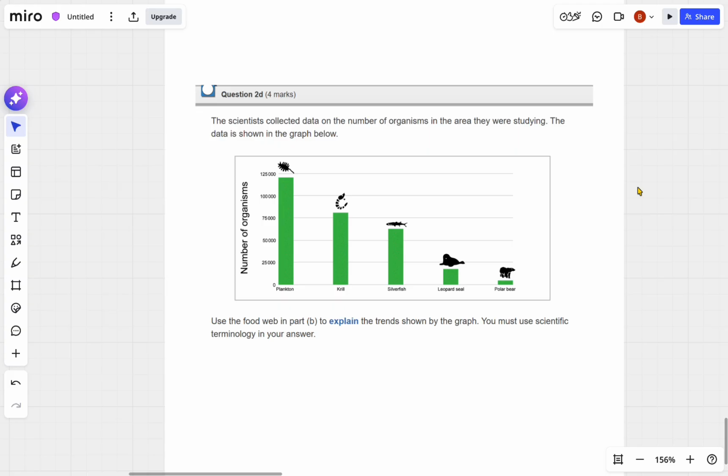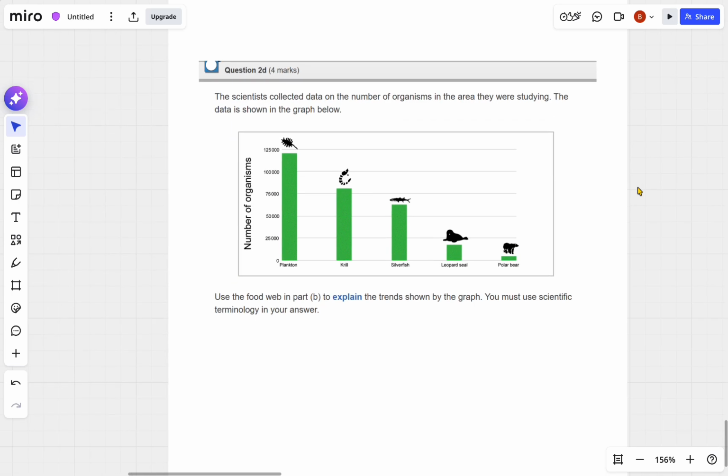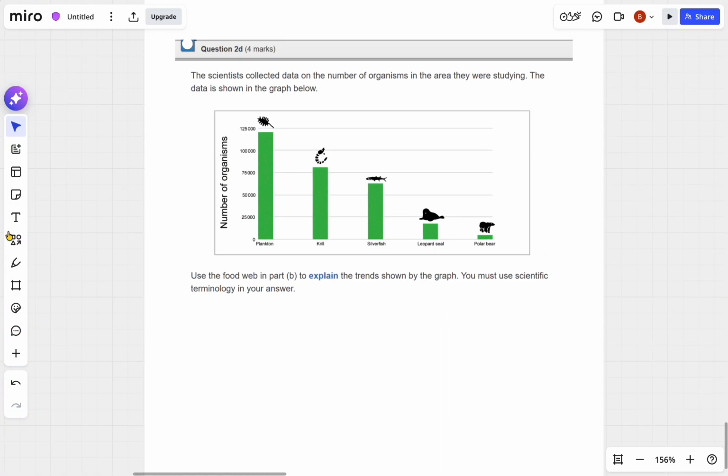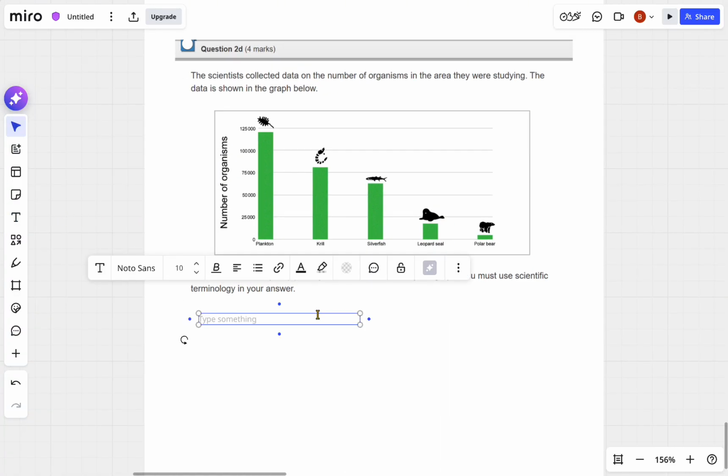Let's just look at the question now. Use the food web in part B to explain the trends shown by the graph. You must use scientific terminology in your answer. It's a 4 marker, so we're gonna write 4 points for this one. So let's just frame our answer. Just keep the points ready.